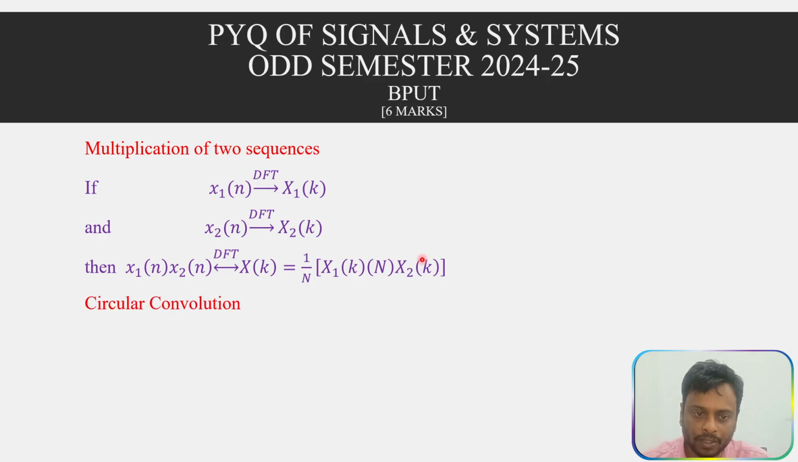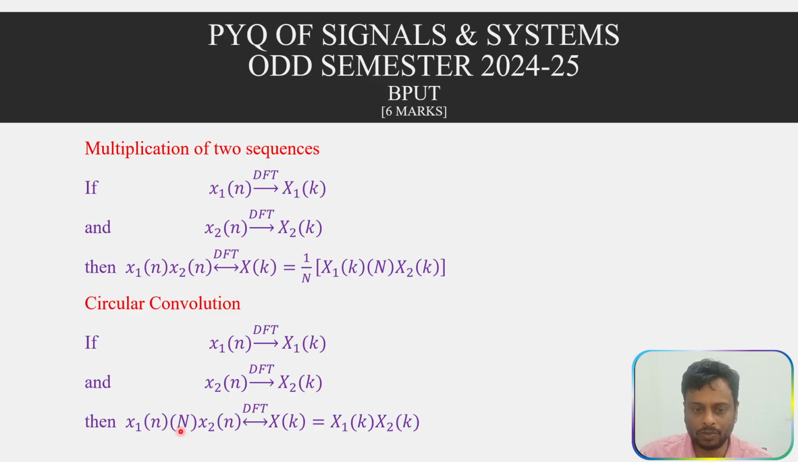Then we have the circular convolution property. If x1 of n, the DFT is x1 of k, and x2 of n, the DFT is x2 of k, then x1 of n circularly convolved with x2 of n, that DFT will be x1 of k into x2 of k. So these are the properties of DFT. In this question you can write any 4 properties of DFT.